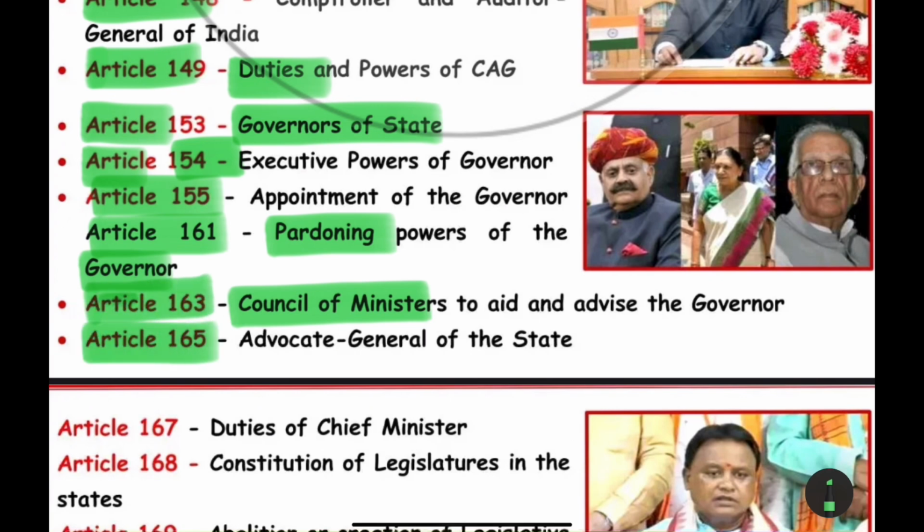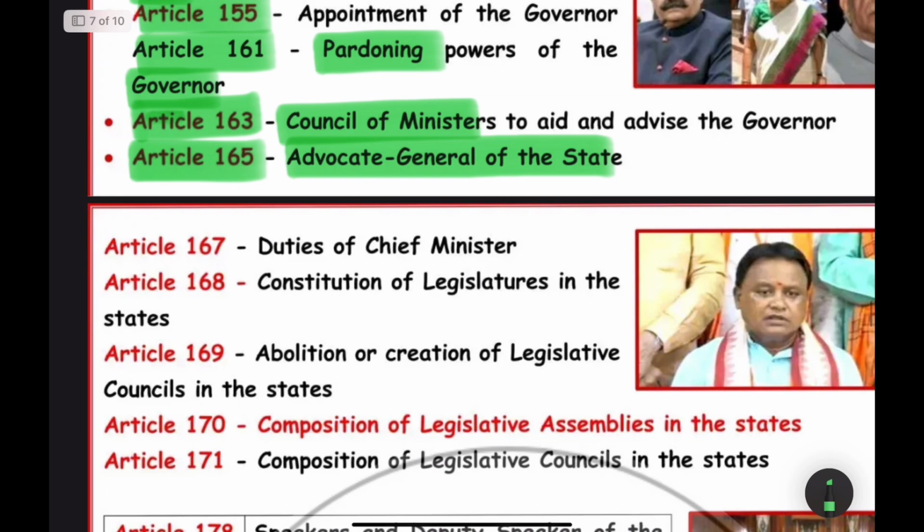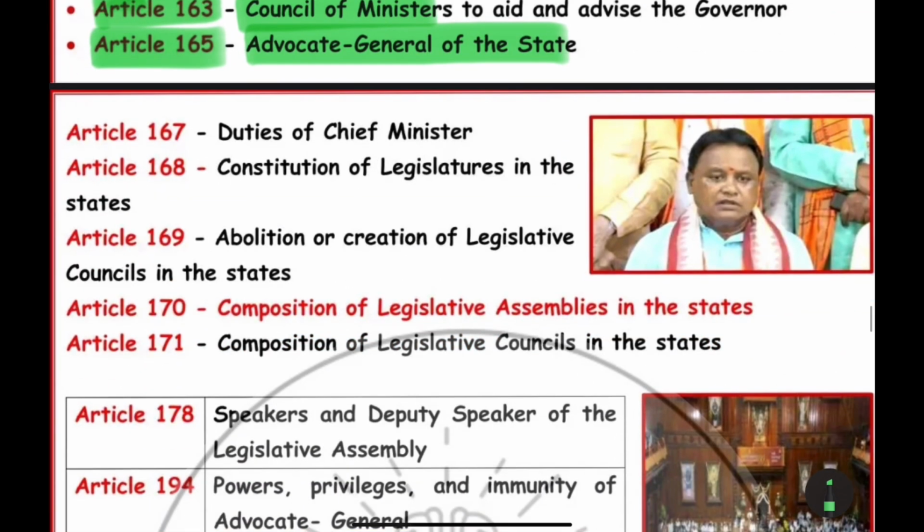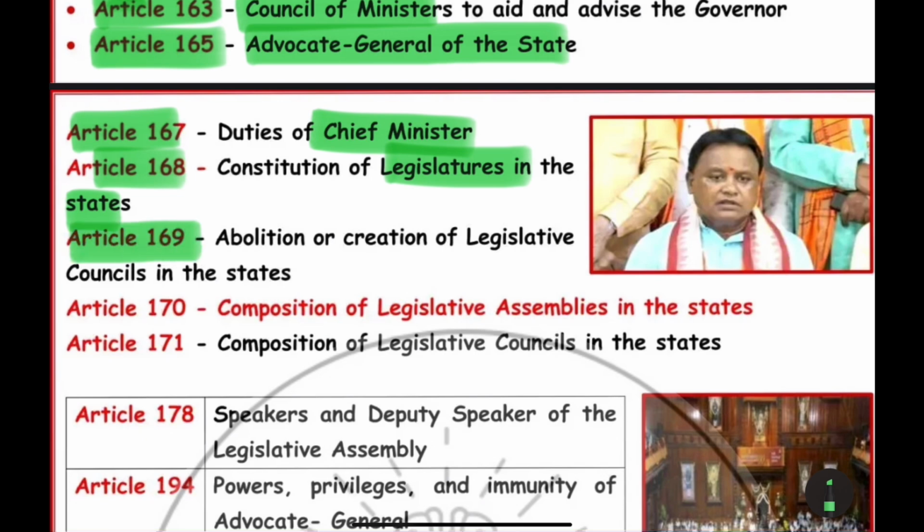Then what does Article 165 tell about? The Advocate General of the State. Now Article 167 tells about the chief minister, the duties of the chief minister. Then Article 168 is the constitution of legislatures in the states. Article 169 is the abolition and creation of legislative councils.